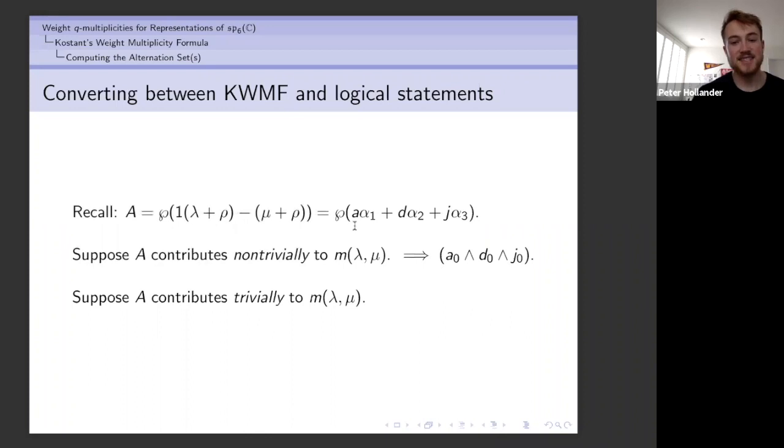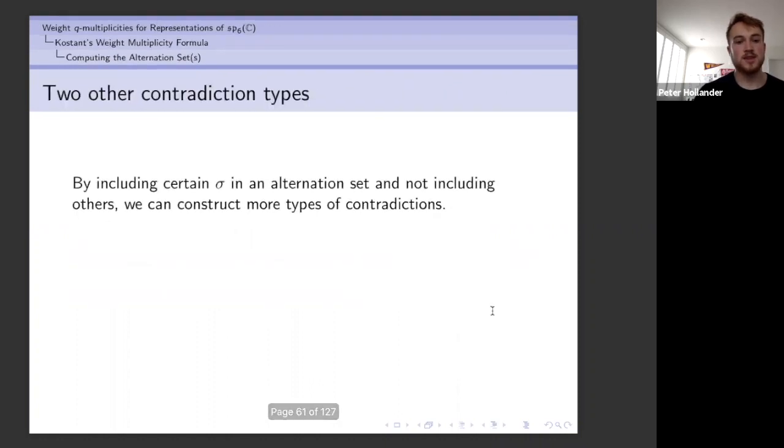Let's say it contributes trivially now. Well, then it has to be that at least one of these coefficients is negative. So we write that if A contributes trivially to the weight multiplicity formula, then A1 or D1 or J1 is true. And so we basically use that kind of thinking to reduce down what our Weyl alternation sets could be.